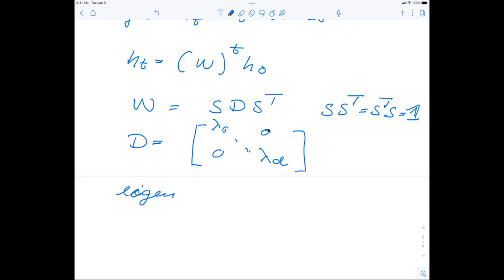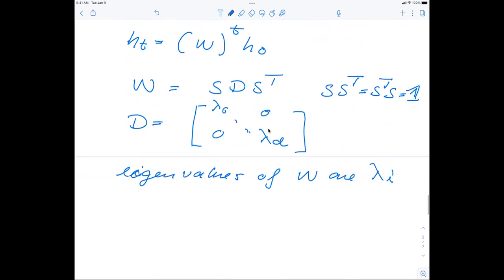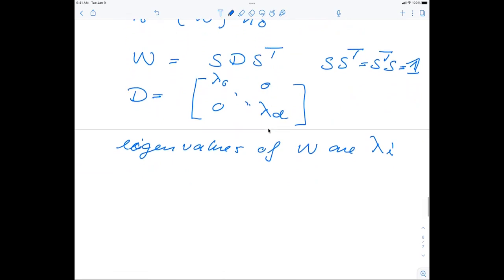So this matrix lambda, eigenvalues of W are lambda i. And what we could assume now is that we could define these initial parameters, h0, as a linear expansion of the eigenvectors of the matrix W. It has the eigenvalues and it has eigenvectors, which we just label with a Wi here.